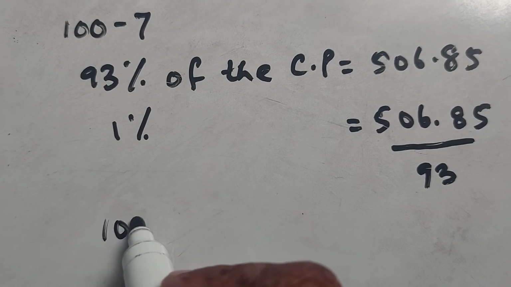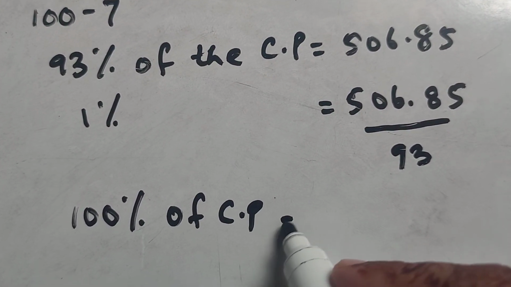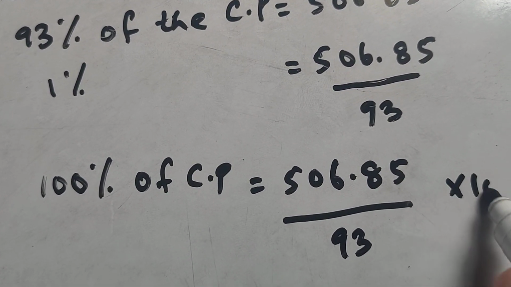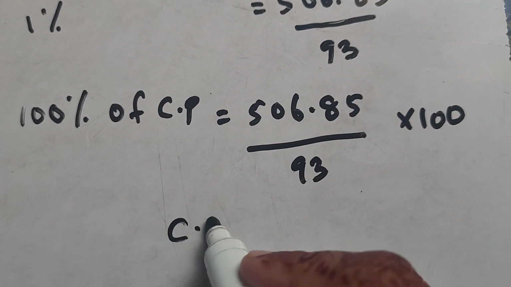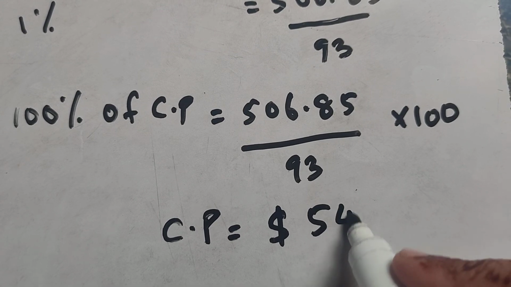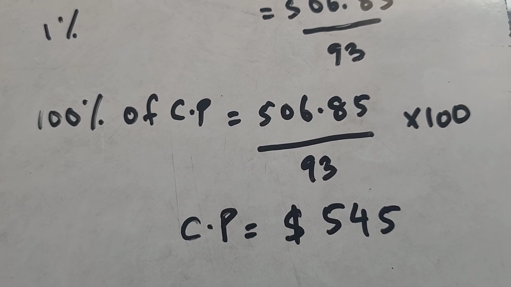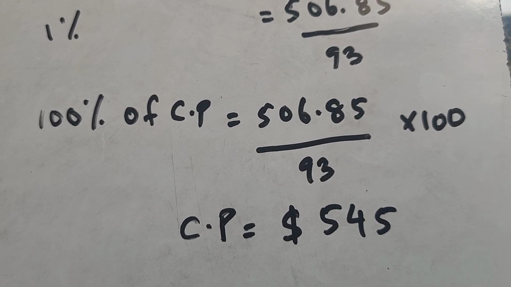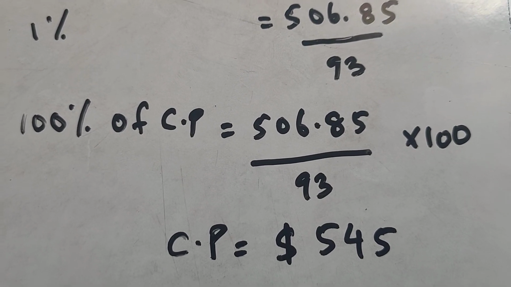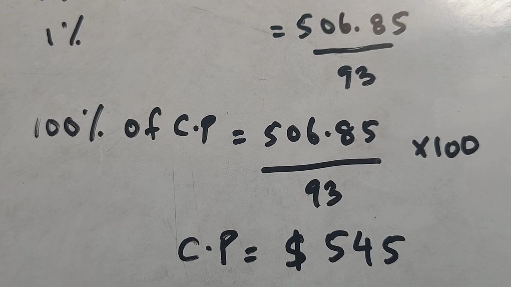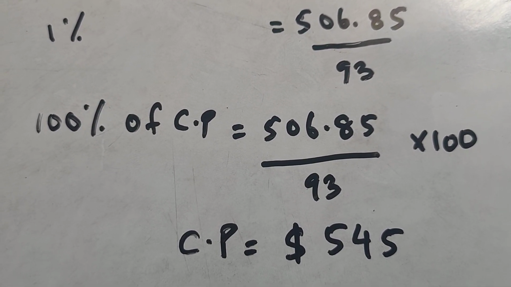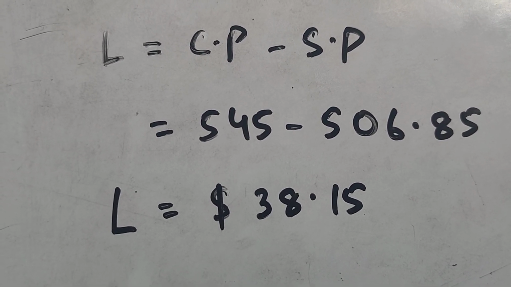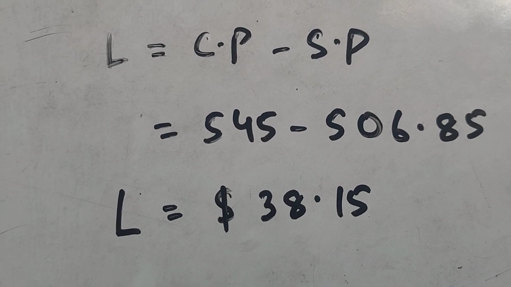And yes, the 100% of cost price will be simply 506.85 upon 93 into 100. So the cost price is $545. This is the cost price, which is the 100% of the total cost, but we have made a loss, so we have a selling price lower than the cost price, which is 506.85. And after calculating cost price, since we have already been provided with the selling price, we can calculate the actual loss incurred by the manufacturer. And here we have the loss of $38.15.